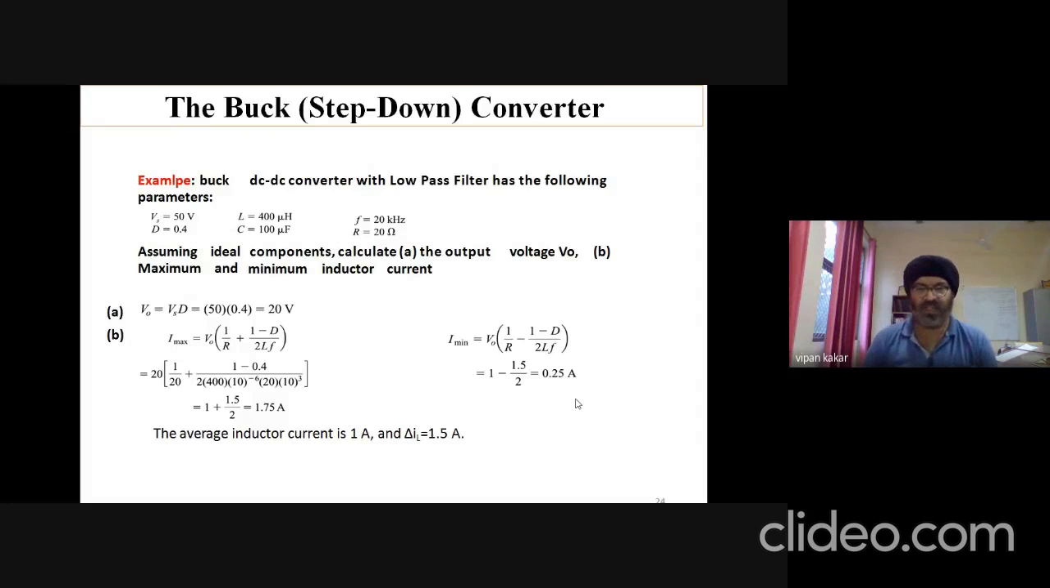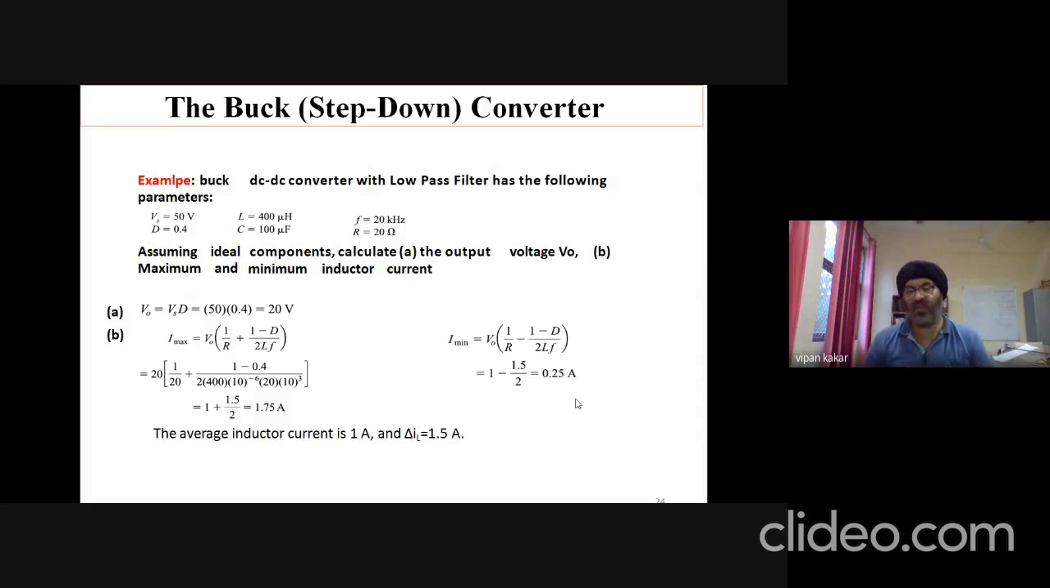Now, maximum current, again, using the formula we derived in previous slides. So use that formula for I max and I minimum. We can see that the maximum value of current is 1.75 amperes and minimum value of current is 0.25 amperes. So the average inductor current is 1 ampere. And delta IL is 1.5, means 1.75 minus 0.25, or I max minus I min, is equal to 1.5 amperes.